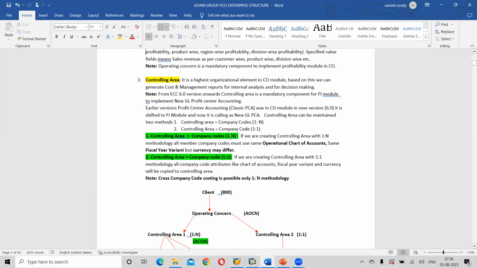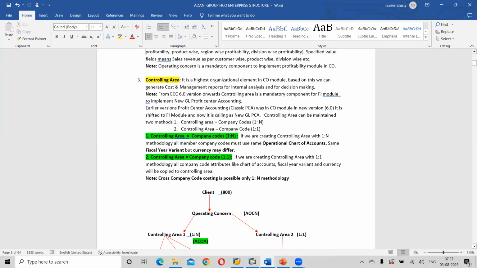If you are not following 1:n methodology, we can't do intercompany transactions or cross company code transactions. So in your organization, if there is a concept called intercompany transactions or cross company code transactions, what does it indicate? Your organization is following 1:n methodology controlling area. And if in your organization there is no intercompany concept, no cross company code concept, then what does it mean? They are not following 1:n methodology, they are following the other methodology, that is 1:1 methodology.